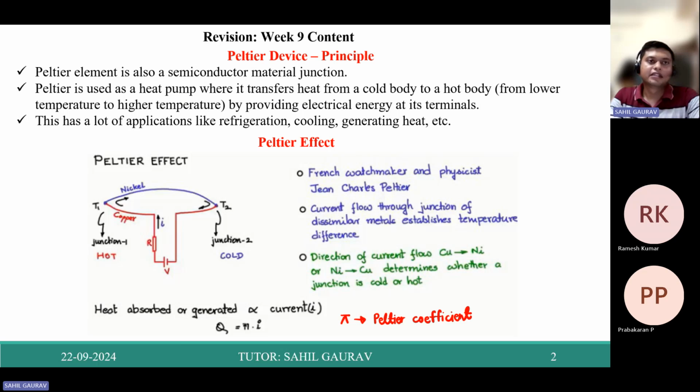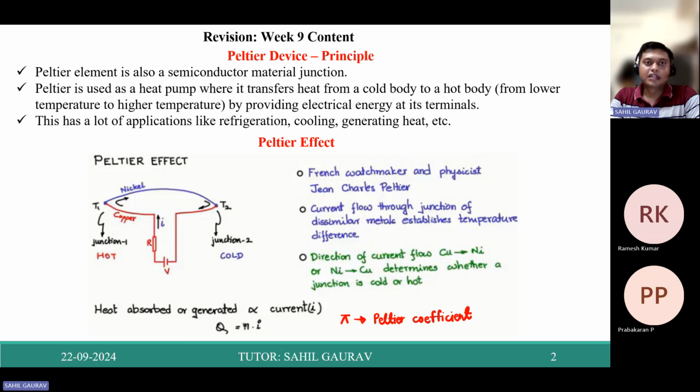So what is a Peltier device? The Peltier device is a semiconductor material junction, and it is used as a heat pump, where it transfers heat from a cold body to a hot body, from lower temperature to higher temperature, by providing electrical energy at its terminals. As we all know, in the natural way, heat transfers from the hot side to the cold side. But if you want to transfer the heat from the cold side to the hot side, then you have to provide some external energy so that the heat from the cold body transfers to the hot body.